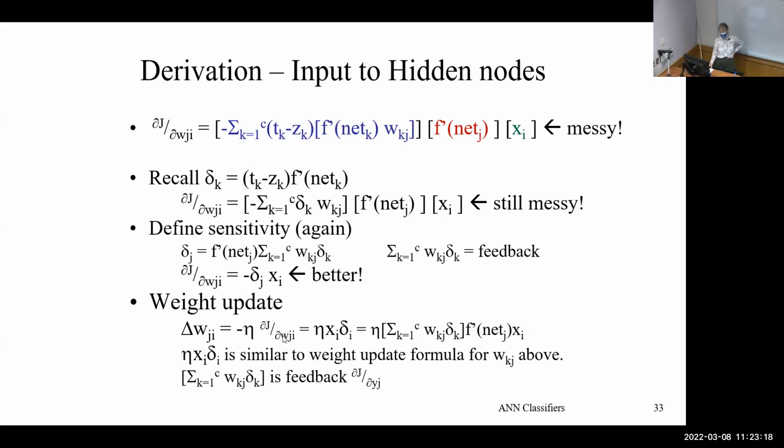So our weight update is going to be that same sort of thing, eta times x times delta J, whereas our other weight update was eta times y times delta K. And it's all that information there. And that's going to tell us how much we update all those weights, again. How many WJIs do we have?